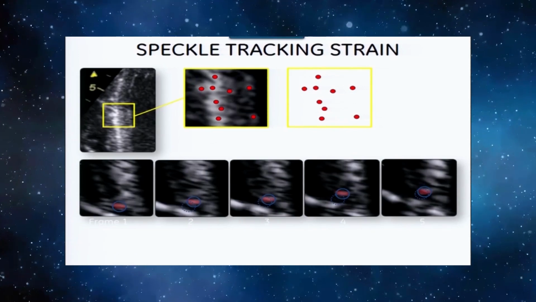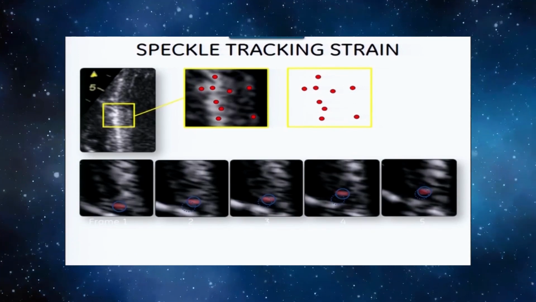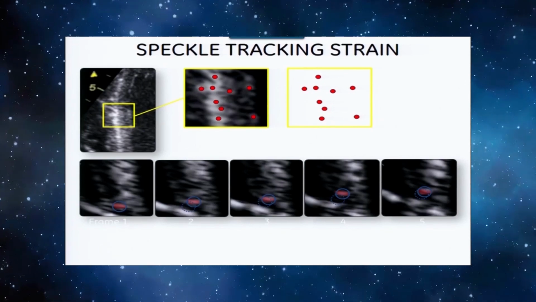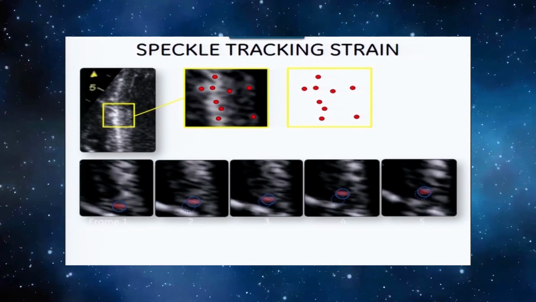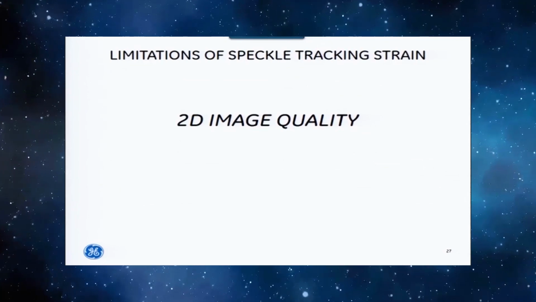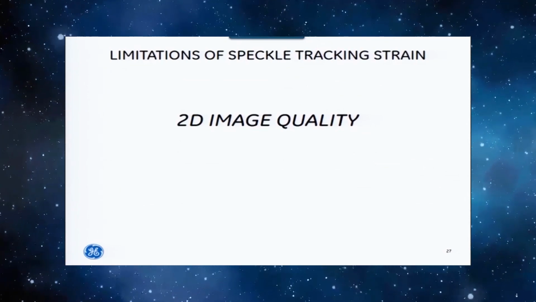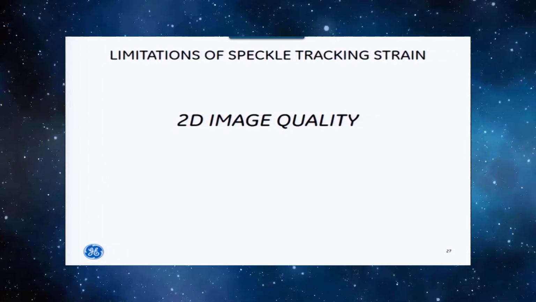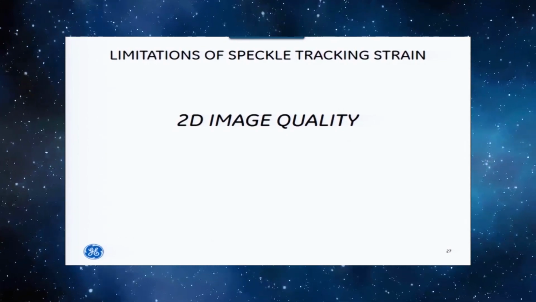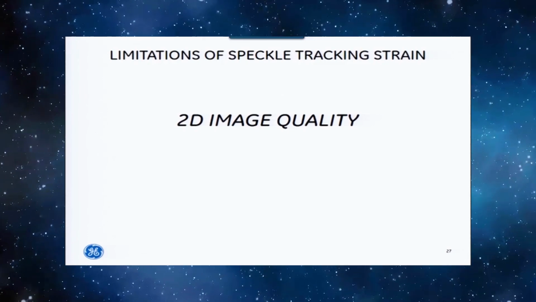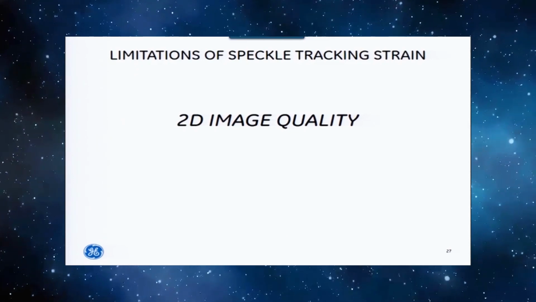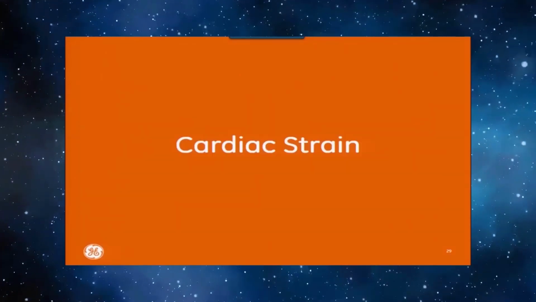So a major advantage to speckle tracking strain is that we don't have to put these numbers through any calculations. We're directly measuring the strain using this speckle tracking technology. And it got rid of our angle dependence. The only major limitation of speckle tracking strain is that it is 2D image quality dependent. But as it turns out, everything we do in ultrasound is image quality dependent, right? So we're at a very good point with speckle tracking strain.